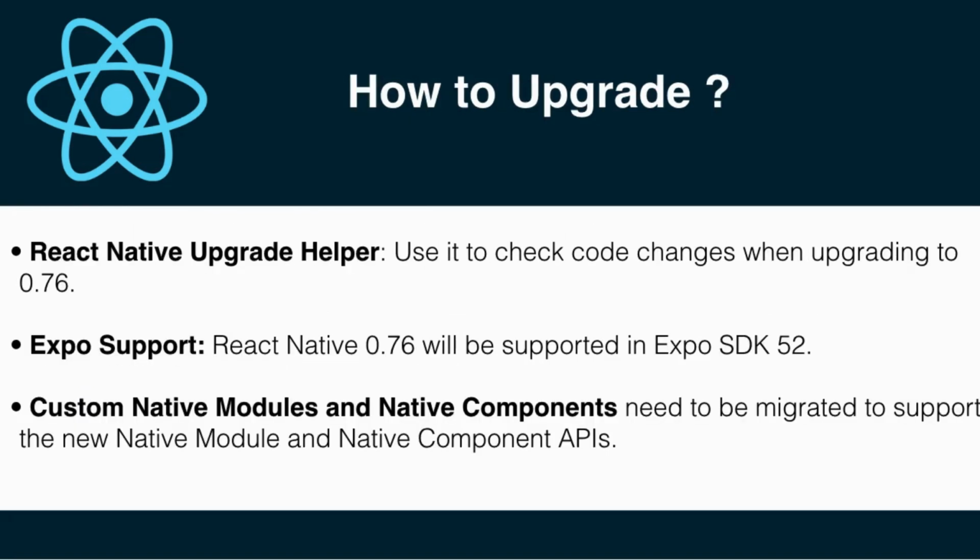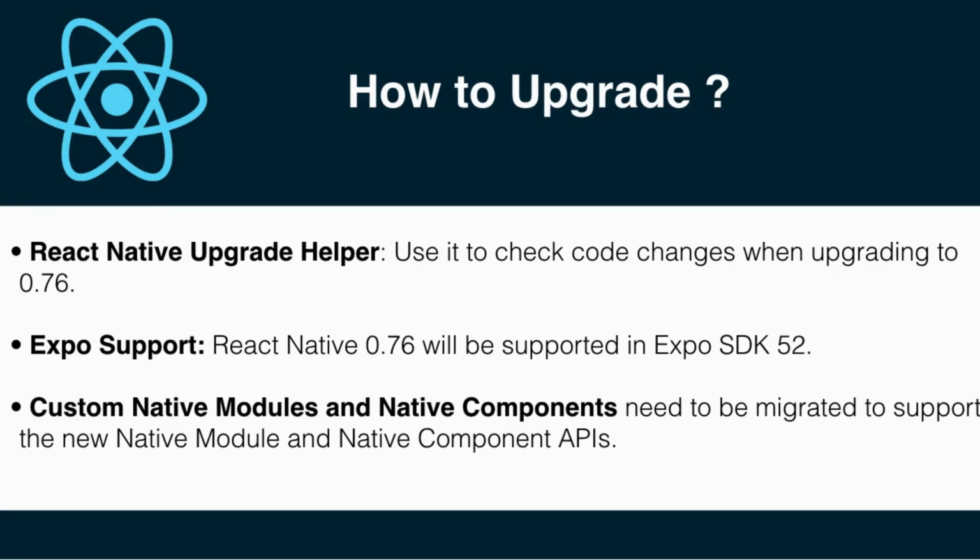How to upgrade. Please use the React Native Upgrade Helper to view code changes between React Native versions for existing projects, in addition to the upgrading docs. If you use Expo, React Native 0.76 will be supported in Expo SDK 52.